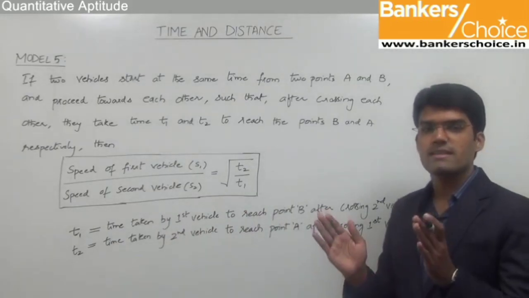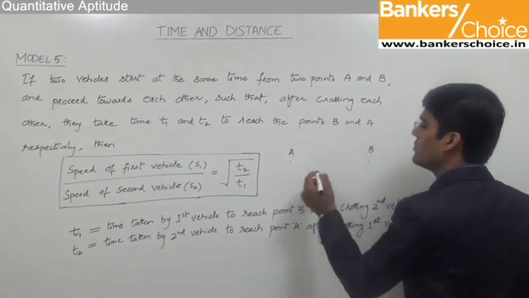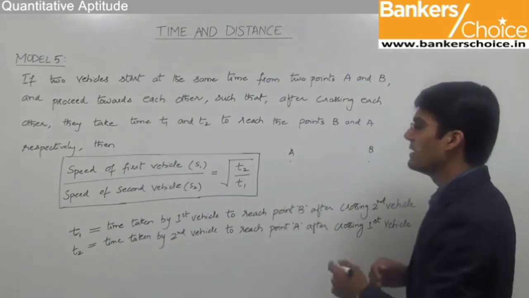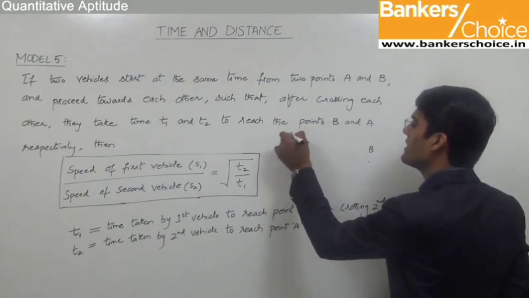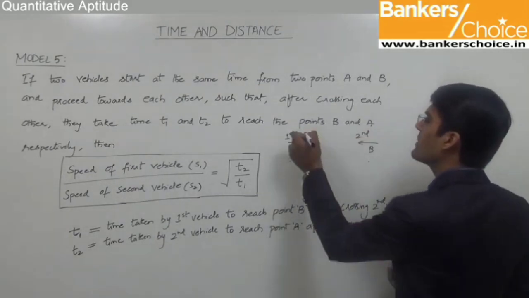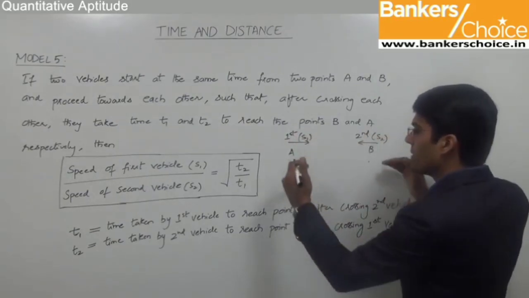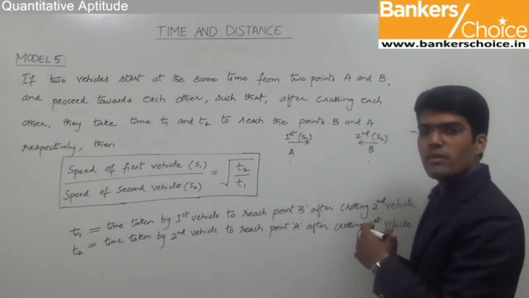So if two vehicles start at the same time, let us assume these are the 2 points A and B, and two vehicles start from these 2 points A and B. This is the first vehicle starting from point A, and the second vehicle starts at the same time from point B. The speed of the first vehicle is s1 and that of the second vehicle is s2. So they are proceeding towards each other. That means they are moving in the opposite direction.